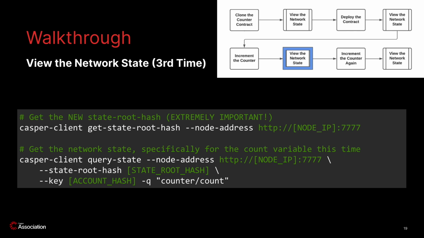So one thing I can do is query the network again, but notice I have to once again get a new state root hash. This is super duper important. Every single time you've modified the state of the network pertaining to your account, you need to get a new state root hash so that the updates are present. Also notice that I'm just looking at the count with the query argument since I'm not concerned with the rest of my account right now.